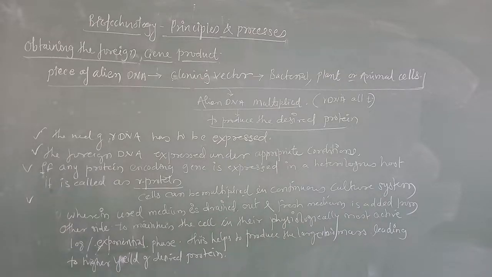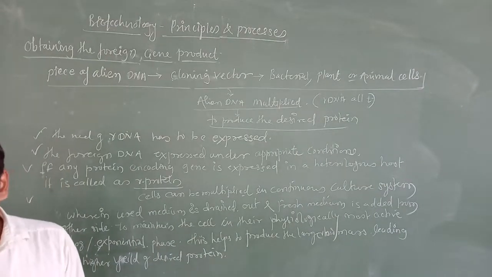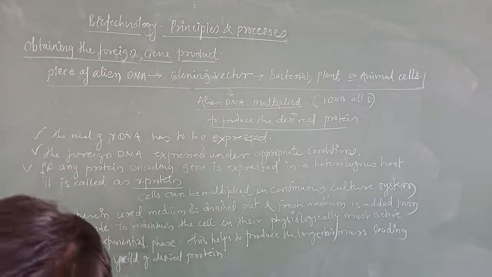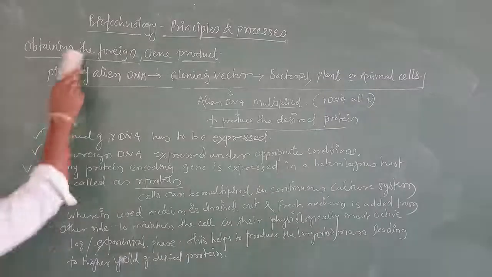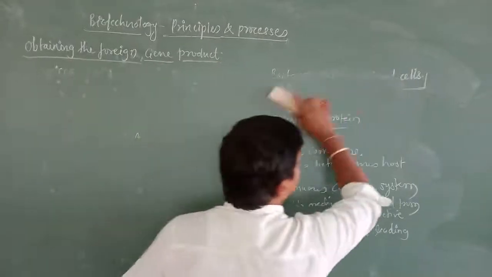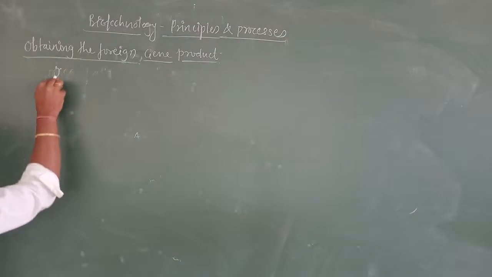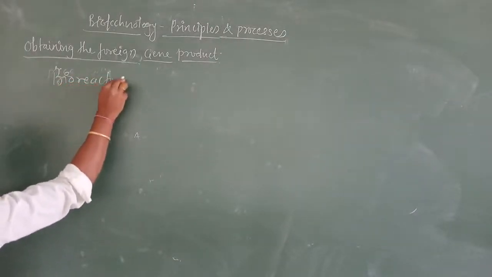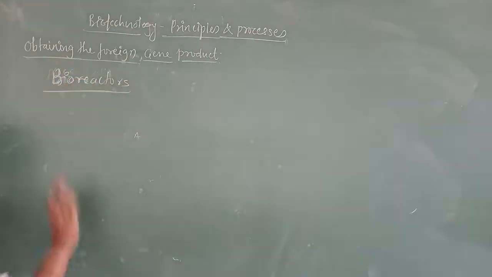Now I told you, in a smaller quantity you are going to get the desirable protein in a laboratory, but when we go for larger quantities, what different technologies are there which can help to get the desirable proteins. Okay, so in this point we are going to discuss the next point, that is bioreactors. We use bioreactors. What are these bioreactors? I will draw the diagram of a bioreactor.